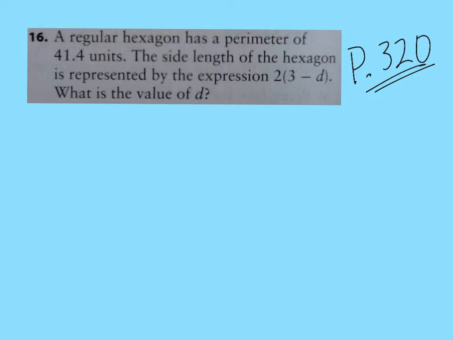Now, earlier on, they actually gave you a picture of a hexagon. If you check back, there was a hexagon that is six-sided. So our hexagon is going to look something like this. There's our hexagon. It tells us that the side of one of these hexagons is 2 times (3 minus d). That's one side. Now we have 1, 2, 3, 4, 5, 6 of those sides.